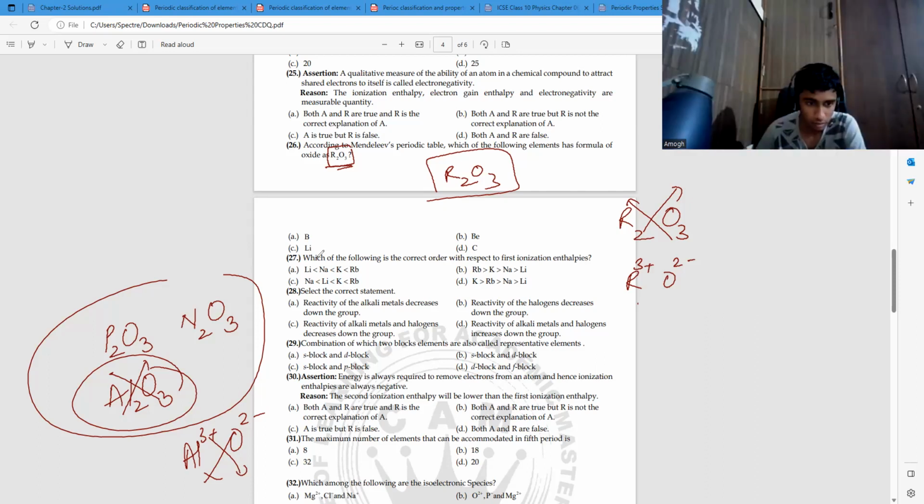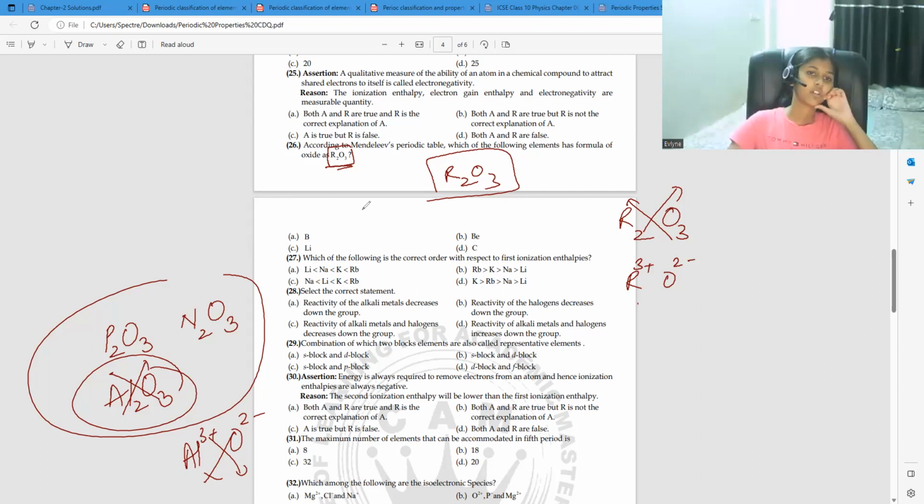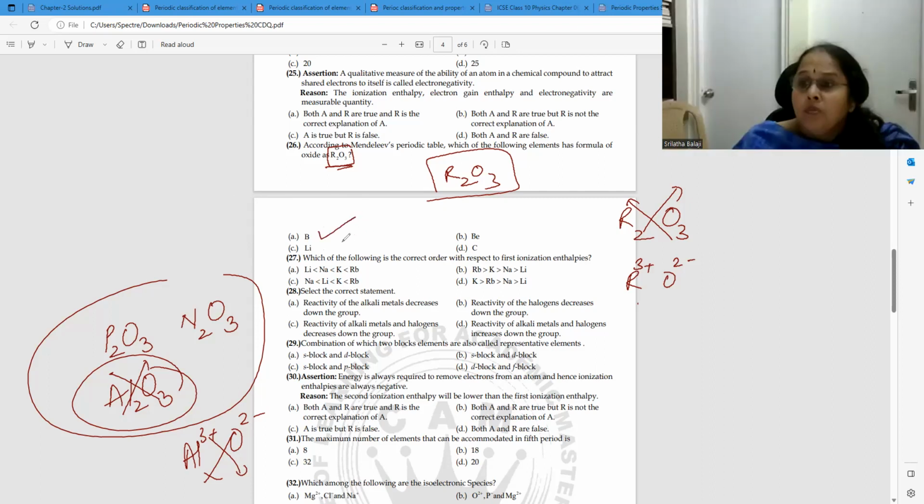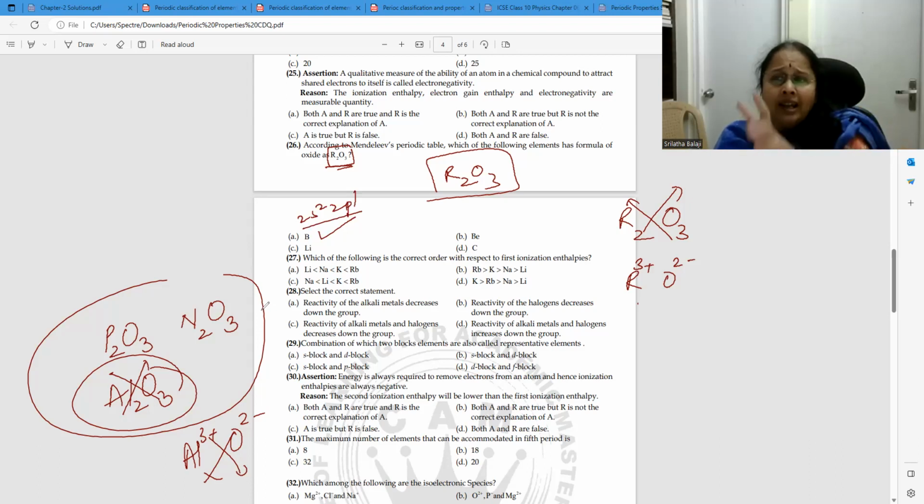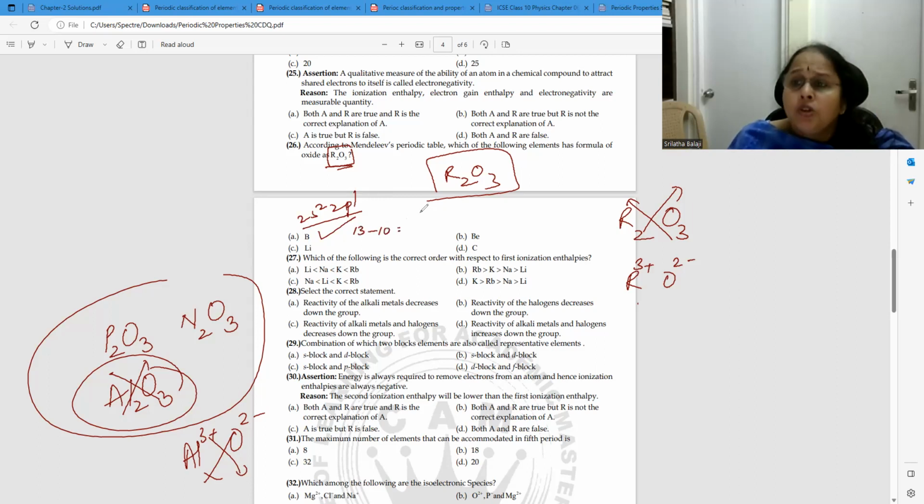Option A. Boron. Correct. Boron belongs to group 13. Isn't it 2s2, 2p1? Some time back I told you, valency is group. What is the valency for p block elements? Group number minus 10. Boron belongs to the 13th group, no? Minus 10. I will share the document, children. That will become easy for you. But simple logic here: group number will give you the valency.